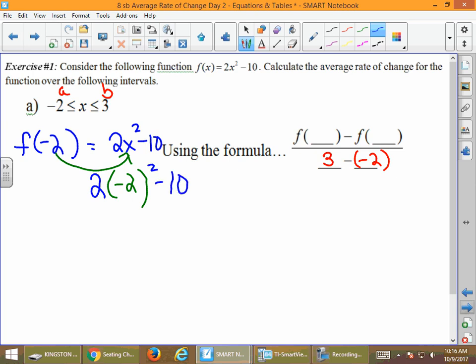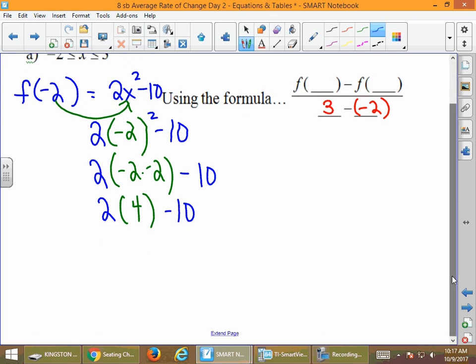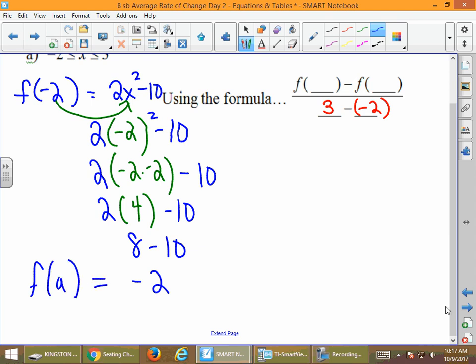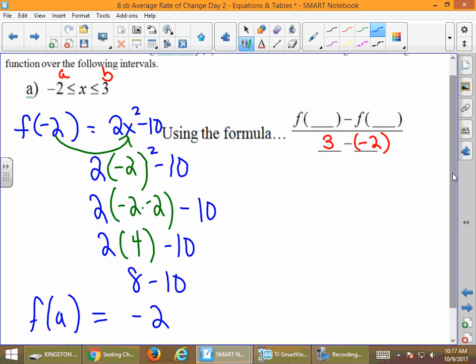And remember your order of operations. If you're going through this and you're not typing it into your calculator, to calculate out the order of operations, we have to do exponents before we multiply. In other words, we have to figure out, well, what does negative 2 times negative 2 equal before we do any other multiplication? So this is 2 times 4 minus 10. And 2 times 4 is 8 minus 10, which is negative 2. And it's coincidence there, but what we just figured out is that f of a equals negative 2. I called the negative 2 a at the very beginning of the problem.